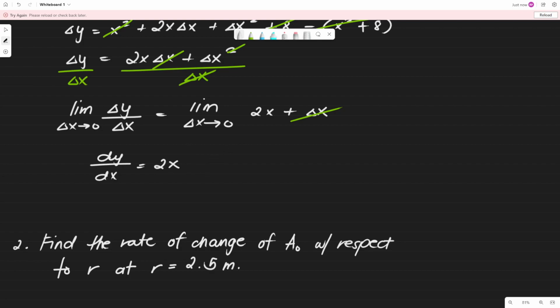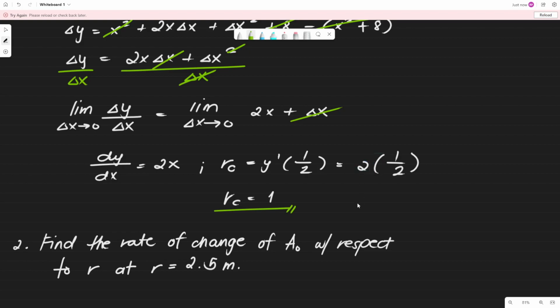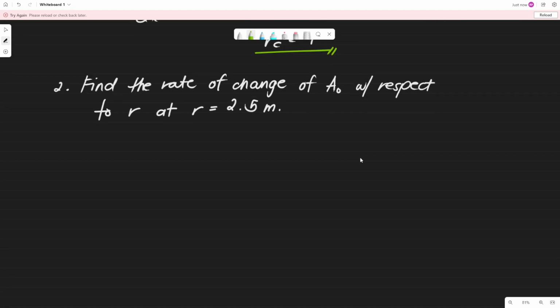So, we'll have r sub c is equal to y prime of 1/2. So, this is 2 times 1/2. So, cancel. No? Alam natin 2 times 1/2 is equal to 1. So, the rate of change is equal to 1. This is our answer. Okay? So, dali lang, no? So, just get the derivative, then substitute, then you'll have your final answer.